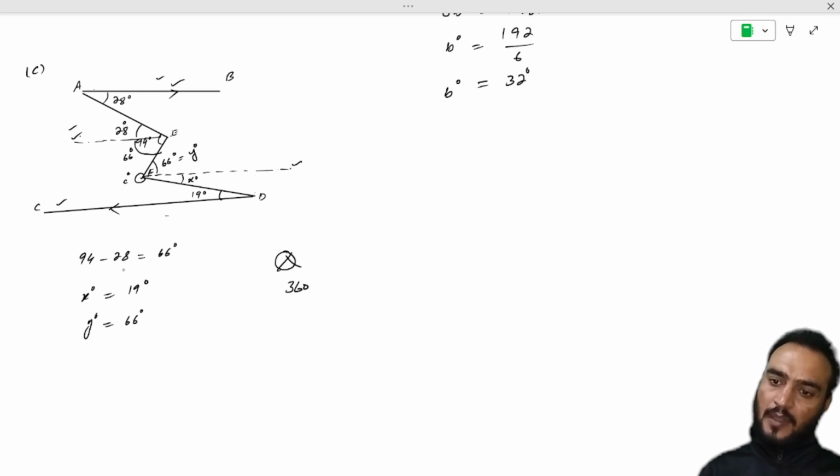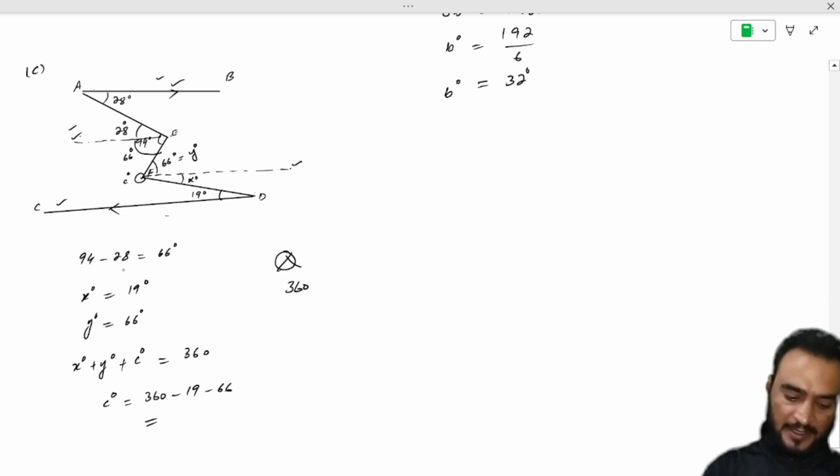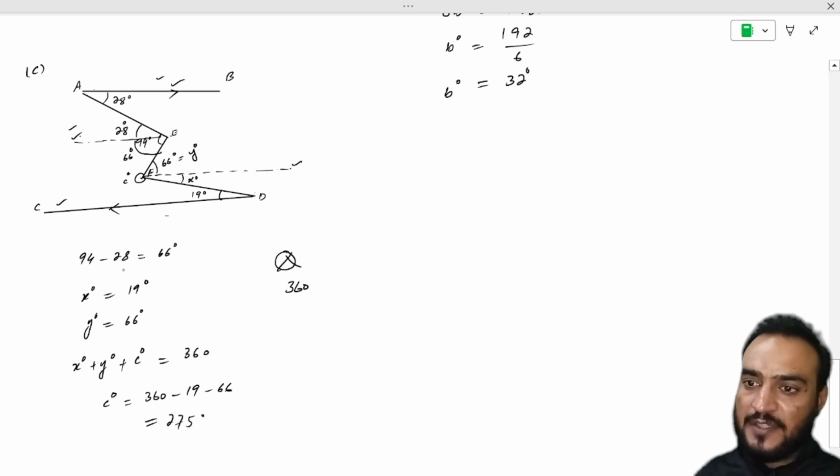So x degree plus y degree plus c degree sum up to 360 degree. So the value of c degree is equal to 360 degree minus the values of x and y, that is 19 and 66. We will get the value of c degree, that is 360 minus 19 minus 66 equals 275 degrees. The value of c degree becomes 275 degrees. Hence we have found the value of c.